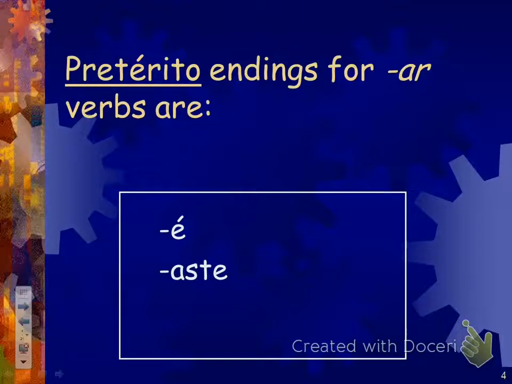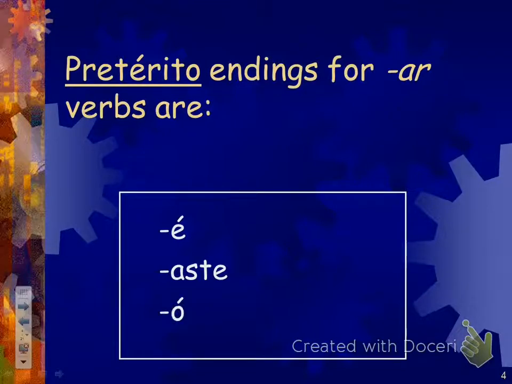Tú, the tú form is aste. What's the direct object pronoun or indirect object pronoun for tú? Te. All right, look at this ending, the preterite ending for the tú form. What do you see? Te. Tú has te in its ending. If you can remember that, it will help you with the tú form.